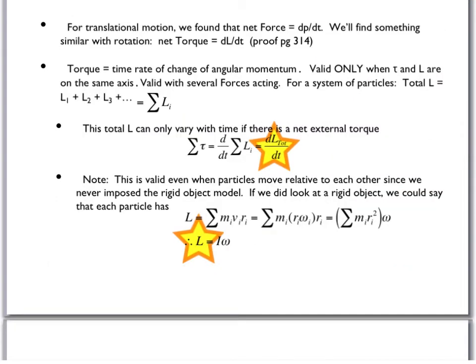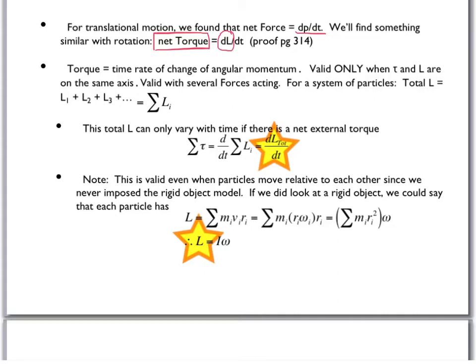So for translational motion, we found that net force could also be set equal to dp/dt. We're going to find something very similar with rotation. Instead of net force, we're now talking about net torque. Instead of dp/dt, we're talking about dL/dt. And you can see the proof to this on page 314 in your books if you would like to follow that along and find that.